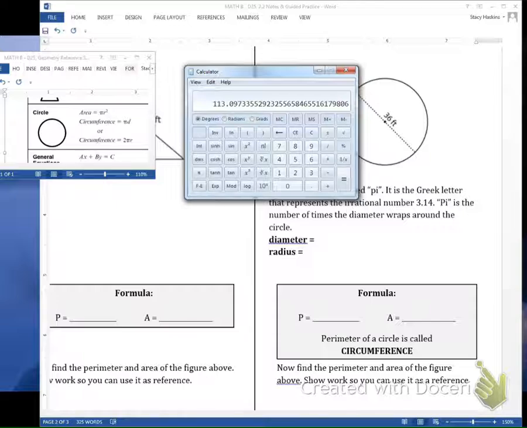whole unit or to some other place, they'll have you round, okay? So 113.09 rounded to the nearest whole unit would just be 113. So we can just round that down. So our perimeter and the answer should be 113 feet, because it's a linear distance.